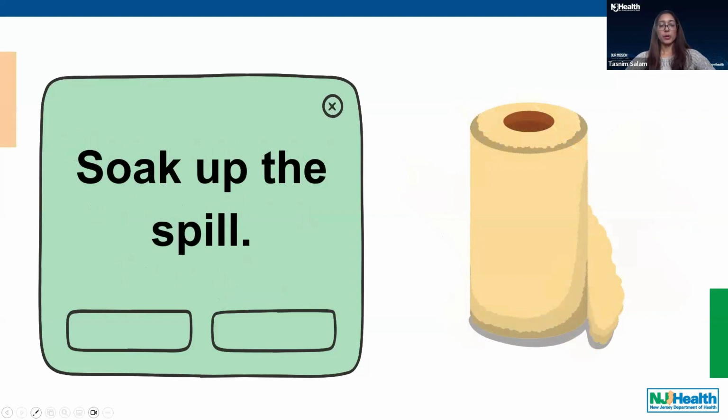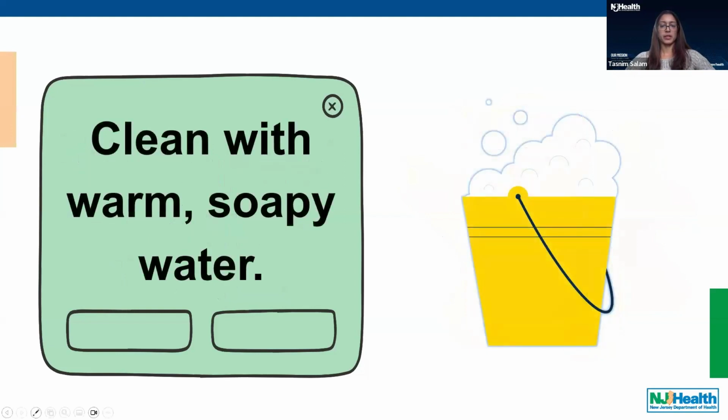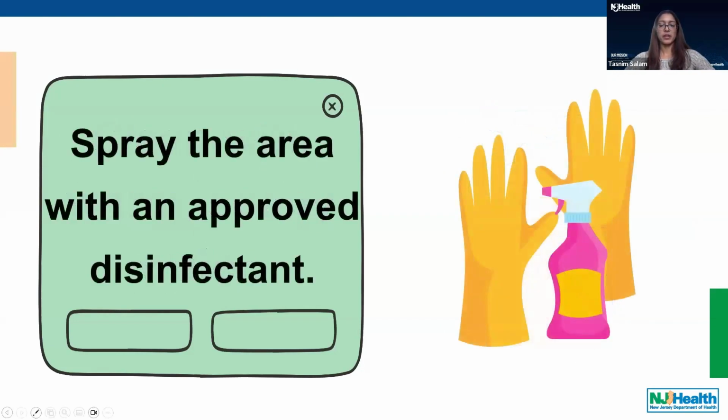Then, use disposable cloths or paper towels to soak up the spill. Next, clean the area with warm soapy water. Then, spray the area with an approved disinfectant from EPA's List G. Make sure that anything that's cleaned or disinfected is dried before use. This is especially true for any items which young children may place in their mouths. So consider toys as an example.